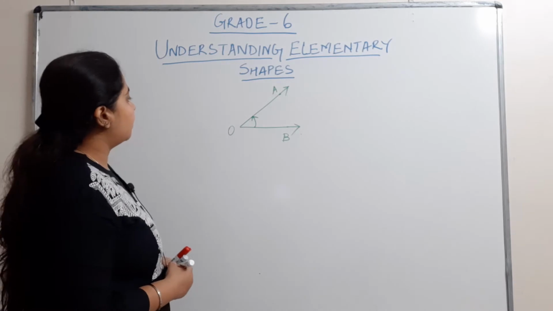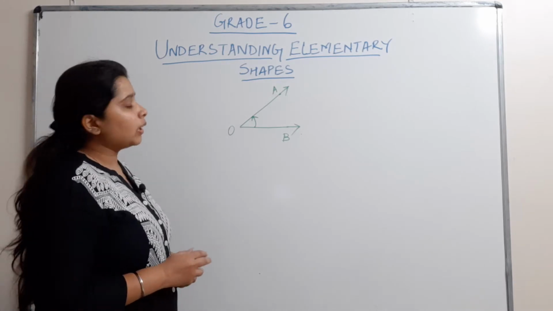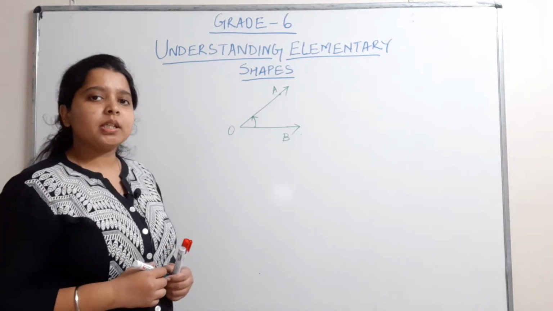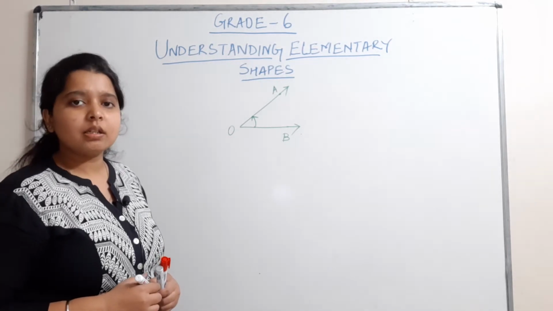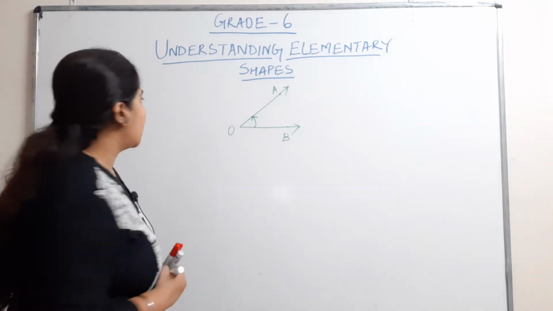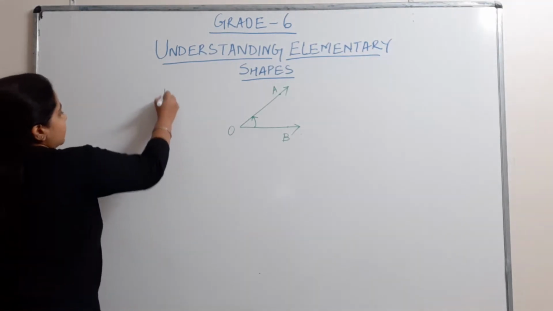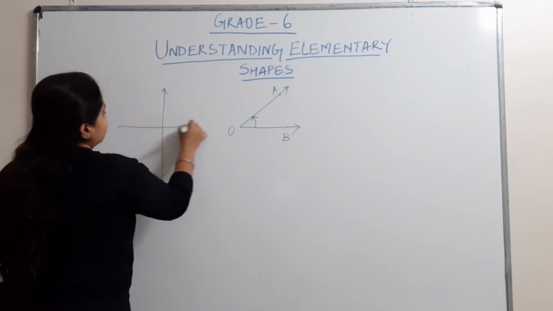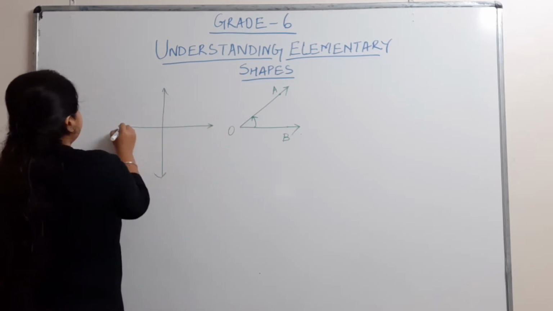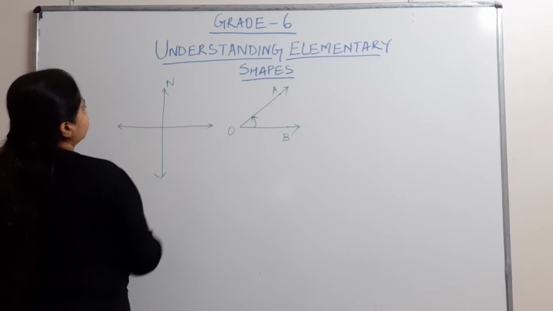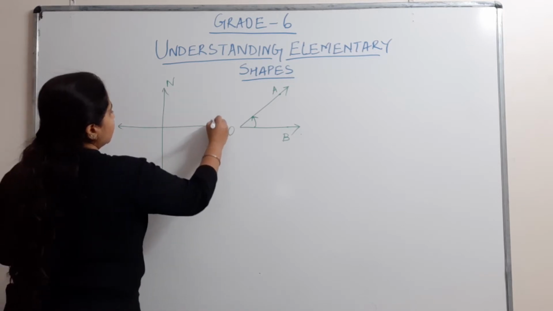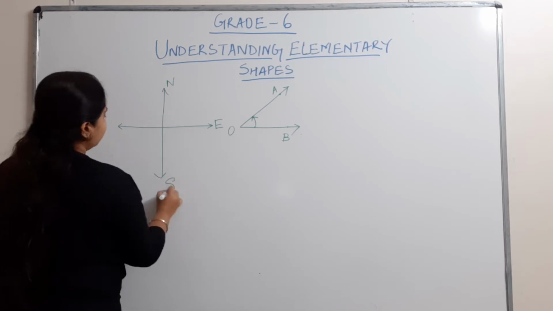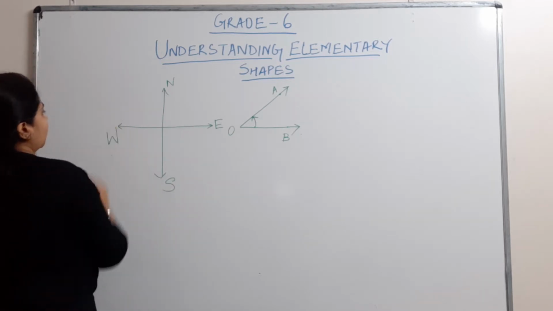Let's see now, students, are you aware of the directions? There are four major directions: north, east, south and west, and we write them like this. This is north, this is east, this is south and this is west.